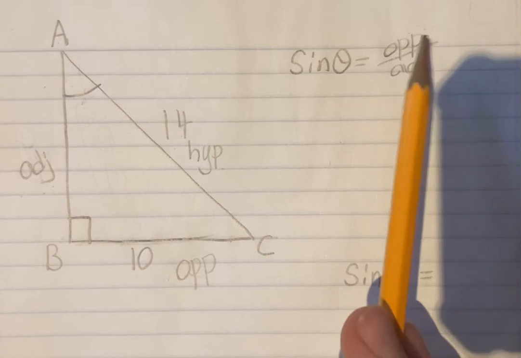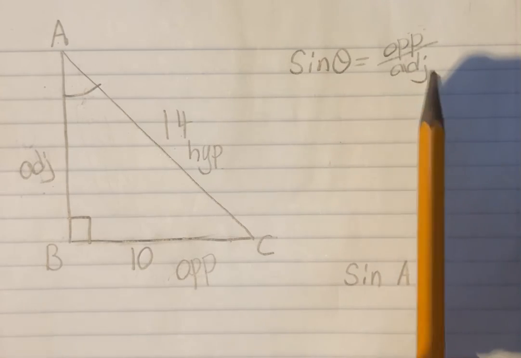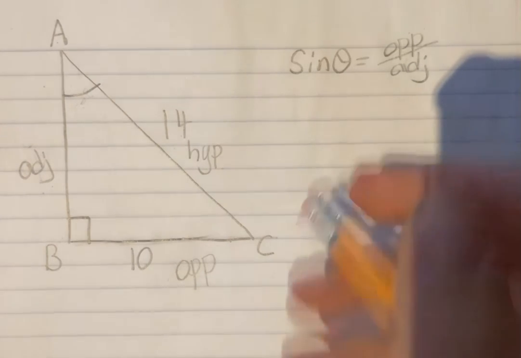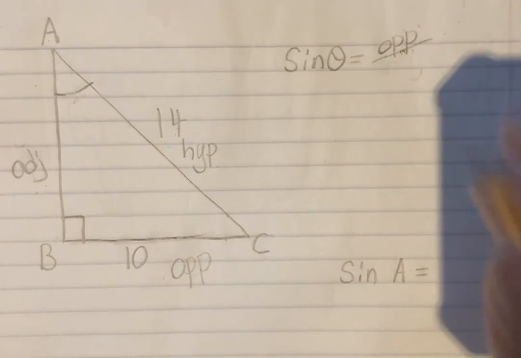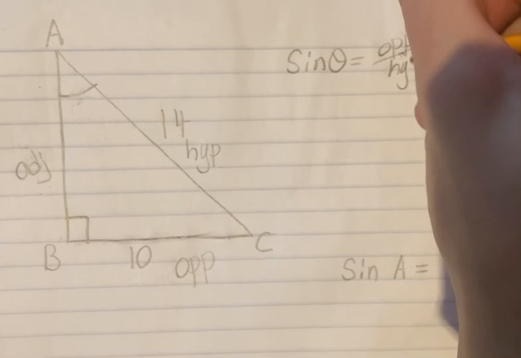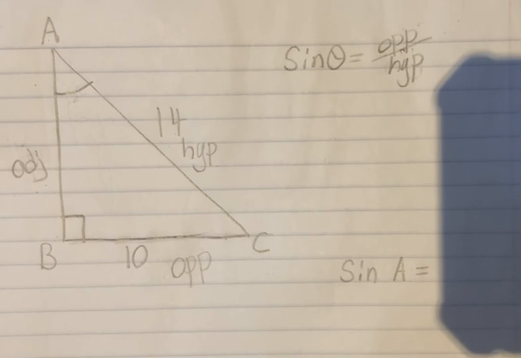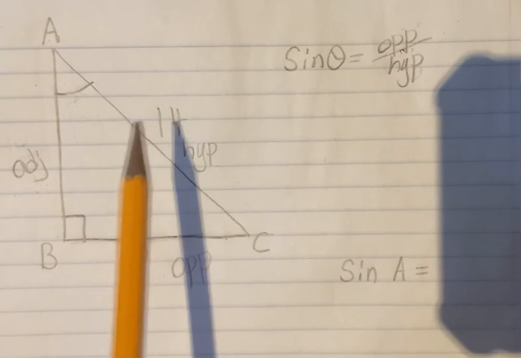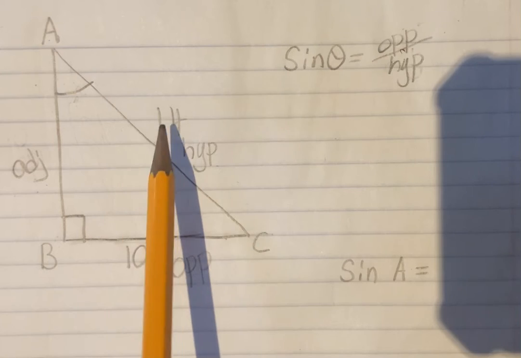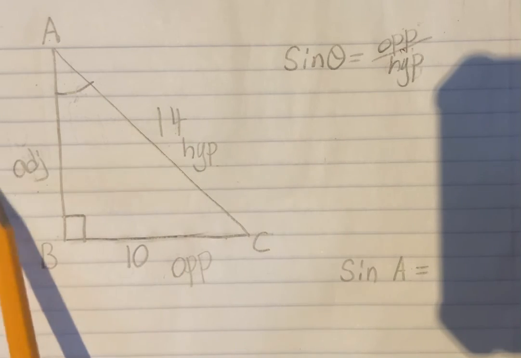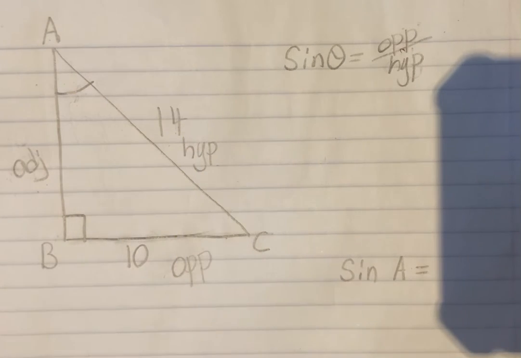Now, the sine requires us to have the opposite and the, I should not say adjacent. It always requires us to have the opposite and the hypotenuse. Lucky for us, we do. We have the hypotenuse, which is 14, and the opposite, which is 10. Now, keep in mind, the hypotenuse is always bigger than these two numbers. So if this number ever comes up bigger than that, something might be a bit off.